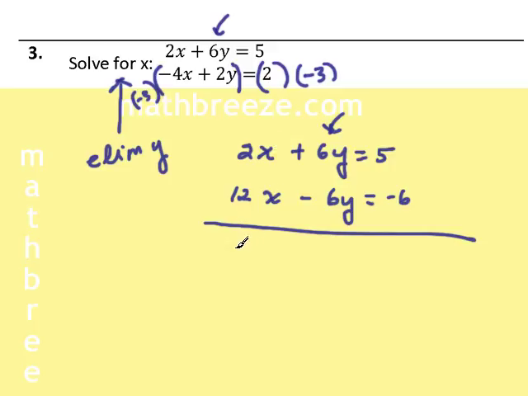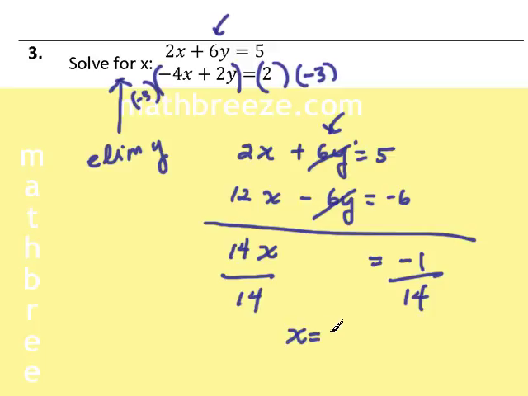Okay, so let's add the x column. Add the y column. Okay, we have 0 equal to -1 on the right-hand side. And again, we want to solve for x. That's why we eliminate y. We have x left in the equation. So let's just divide by 14. And there we have it. x is equal to -1 over 14.